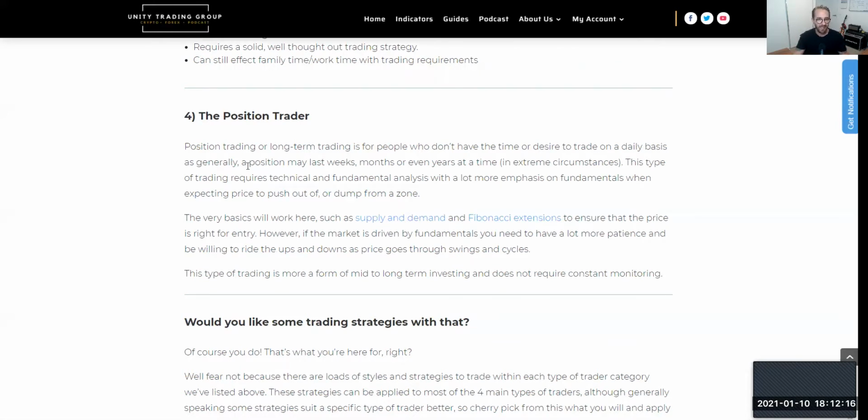I might sit on LTC now and I'll check it in a week or two, and I'll see what profits or losses I may have made in that particular time frame. I might have bought Tesla a year ago and I'm still holding it. So the basics will work here: supply and demand, Fibonacci extensions.